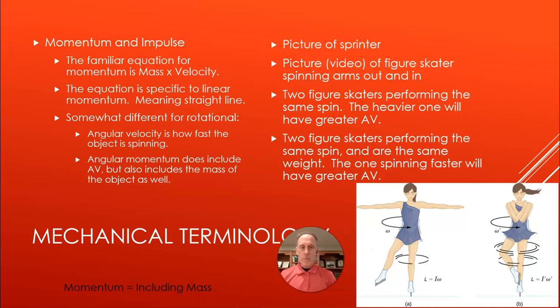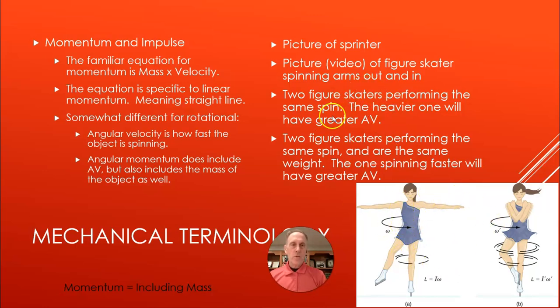I like this from the text. When I talk about momentum and impulse, you look at momentum being mass times velocity. The equation itself, we get out of a straight line. We talked about the sprinter accelerating that we had in the previous picture. And now we have this picture of an ice skater down here.